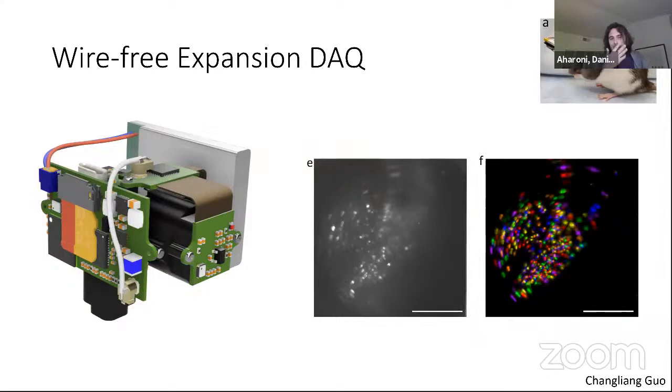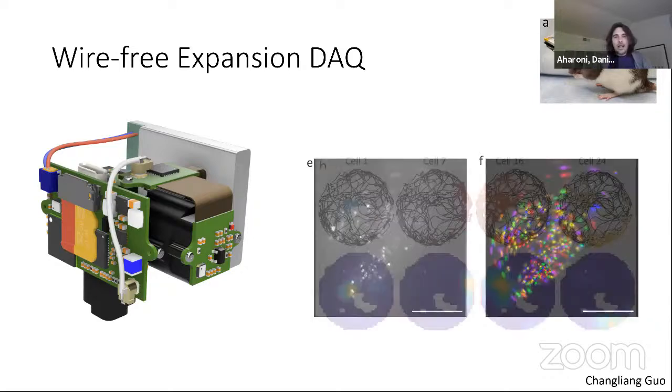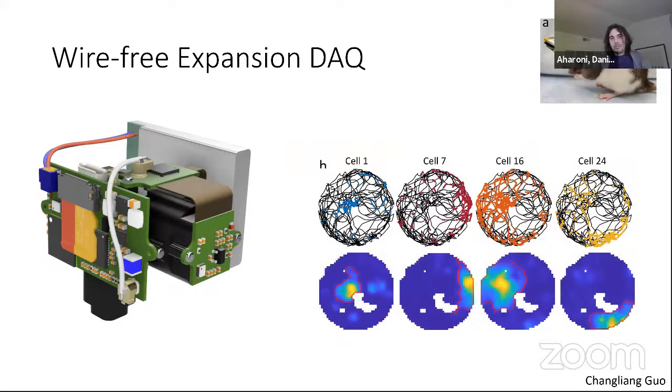This is just an example of imaging from the WireFree system, an example image as well as the cells extracted. Here we are looking at place cell activity in an open field. These are just 4 example cells, and their spatially modulated firing maps are on the bottom.